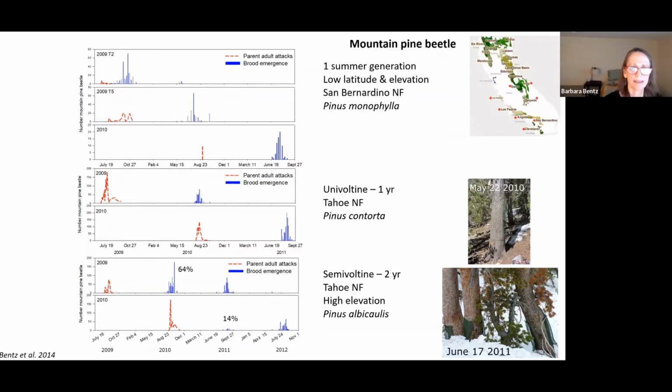In 2010, 64% of the brood emerged the first year from the 2009 attacks, and the remaining took 2 years. So you have some proportion of univoltine and some proportion of semivoltine. Yet the following year, only 14% of the brood emerged the first year, and the rest took 2 years.